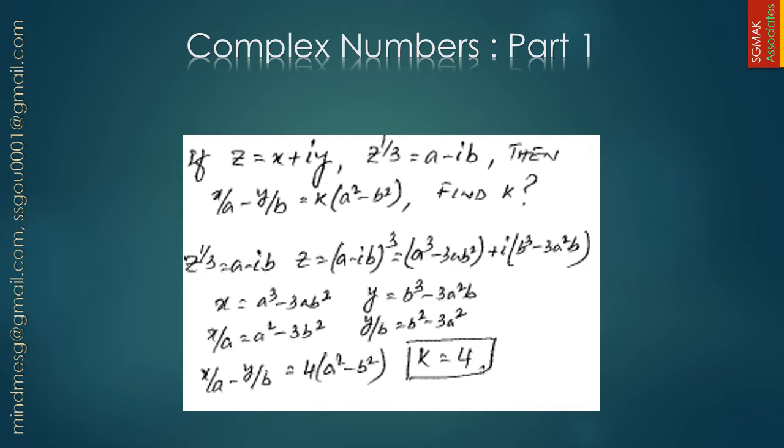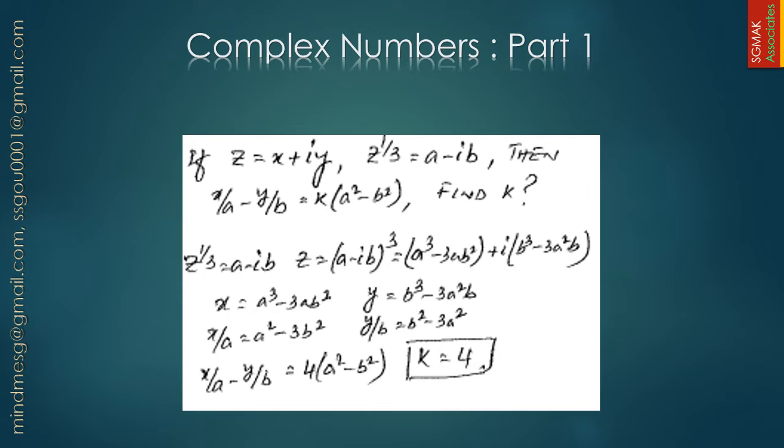So what do you do? z raised to the power 1/3 is a minus ib. So you take the cube on both sides. z is (a minus ib) raised to the power 3, where i is the imaginary number, square root of minus 1. So z is a cubed minus 3ab squared plus i times (b cubed minus 3a squared b). So x is the real part and y is the imaginary part. And then if you get x over a minus y over b, it comes out to be 4 times (a squared minus b squared). So going back to the original problem, the value of k is 4.